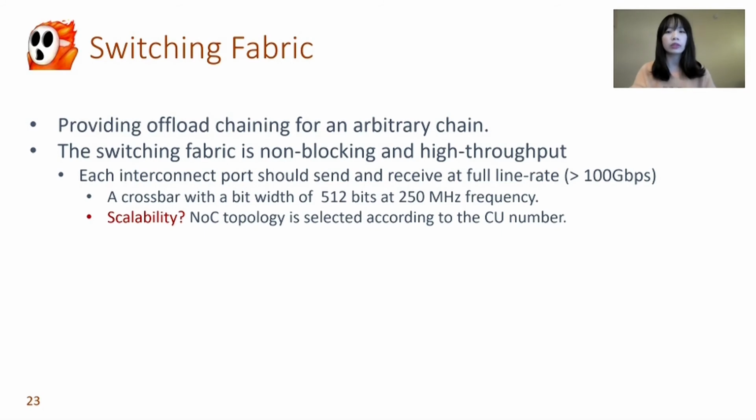Because it's necessary to forward packets between units at line rate, it is important to build a high-performance switching fabric that every switching port can send or receive packets at full line rate. For example, a crossbar with a bit width of 512 and 250 MHz frequency can achieve our requirement. It is possible that the crossbar may face some scalability issue when the number of offloads increases. In such situation, Panic can switch to other more scalable topologies such as flattened butterfly to solve this problem.